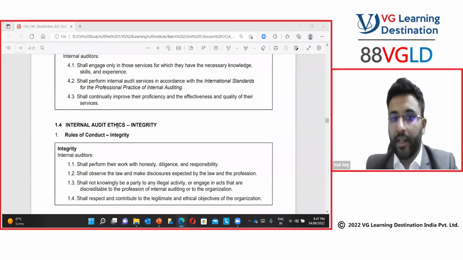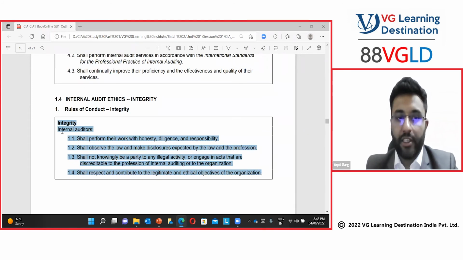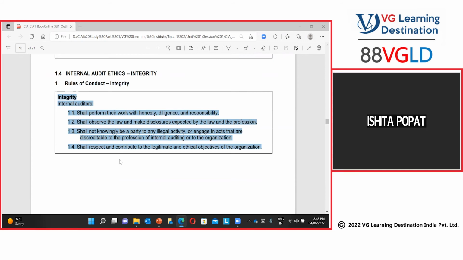So let's read the first part, internal audit ethics, integrity, rules of conduct. We have already read this. Can you all read this together so that it gets more learned to you? Integrity, we already covered explanation on that, but just read this out together. Integrity, internal auditors, the four principles are: Number 1, should perform their work with honesty, diligence, and responsibility. Shall observe the law and make disclosures expected by the law and the profession. Shall not knowingly be a party to any illegal activity or engage in illegal acts that are discreditable to the profession of internal auditing and to the organization. Shall respect and contribute to the legitimate and ethical objectives of the organization.